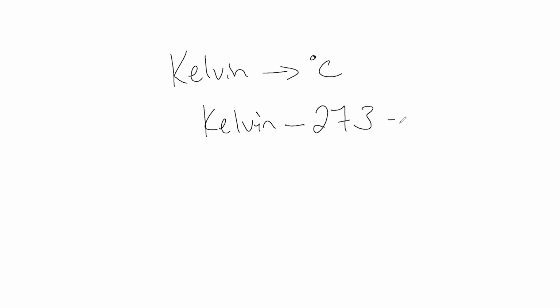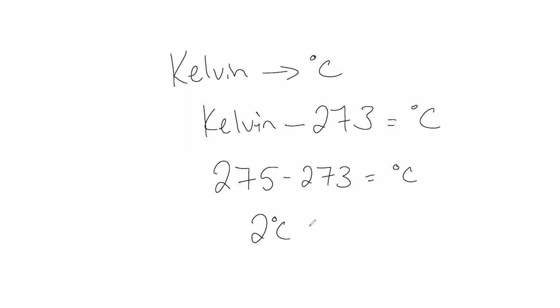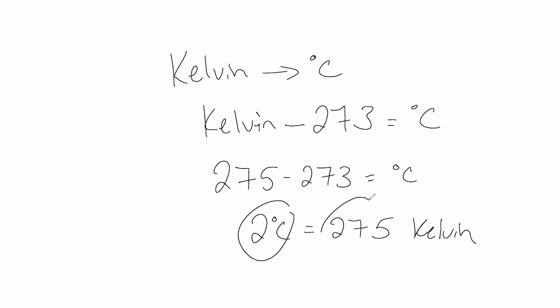Next, we're going to do degrees Kelvin to degrees Celsius. And this is your degrees Kelvin minus 273 is your degrees Celsius. So if I have 275 degrees Kelvin, subtract 273, that's going to give me my degrees Celsius, which is 2 degrees Celsius, which is equal to 275 Kelvin. This is what I ended with, my result, and this is what I started with.